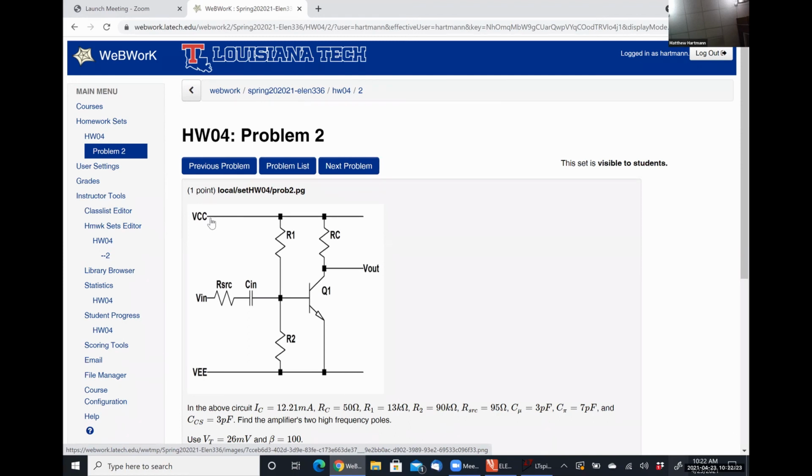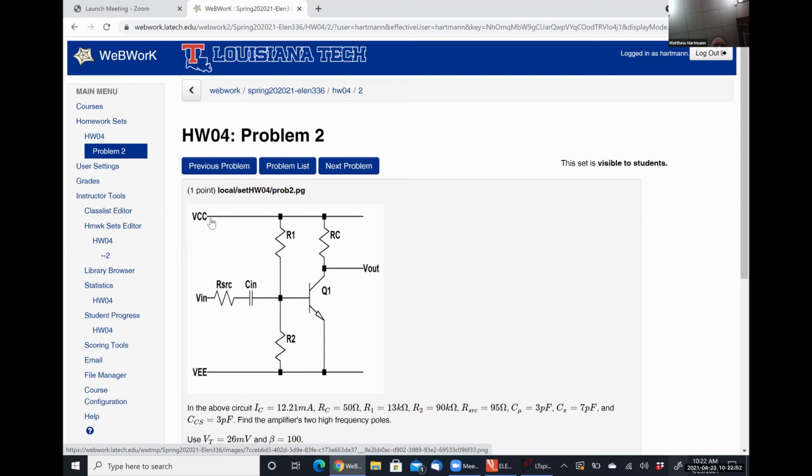Since you're asked to find the 2 high frequency poles, the best guess here is that they're looking for you to do a Miller approximation, because that'll get you there the fastest. You couldn't use the open circuit time constant method because that's only going to give you 1 pole, so you're still going to be missing information. Direct analysis on this would just be terrifyingly annoying. So I would say use Miller's theorem and get there.